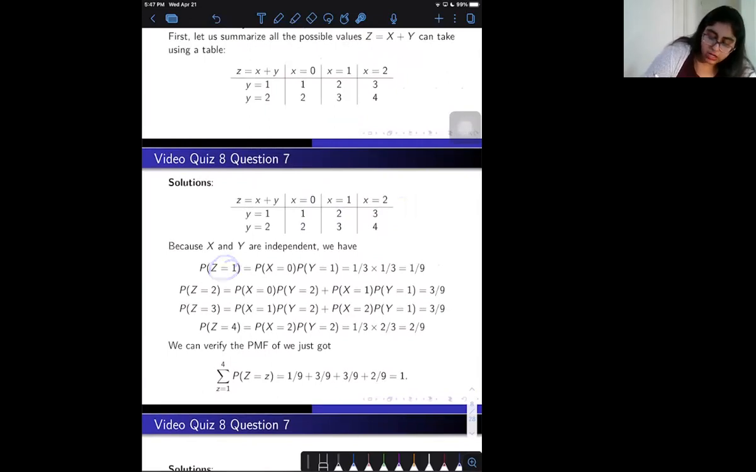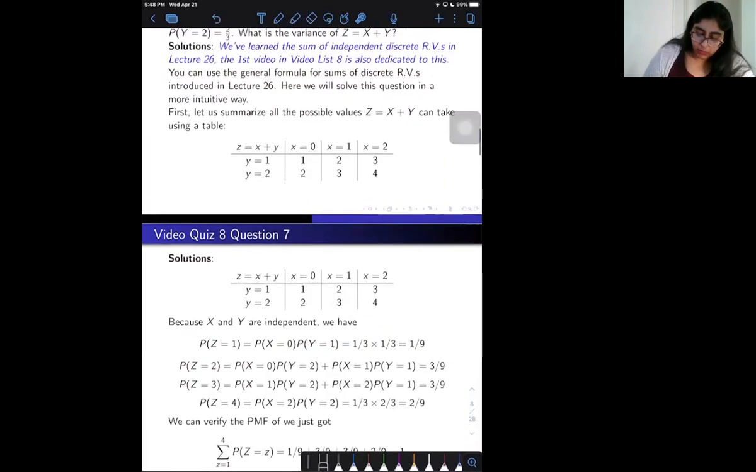I'll give you this time, and then next time you guys would tell me. Z can become 1 when X is 0 and Y is 1. That's the only possibility, because that's the only time 1 occurs in the Z values. Since these variables are independent, we can just multiply their probabilities. So we take the probability of X equals 0 times the probability of Y equals 1. If you multiply those two, which are given to us above, we get 1/9. So the probability when Z equals 1 is 1/9.